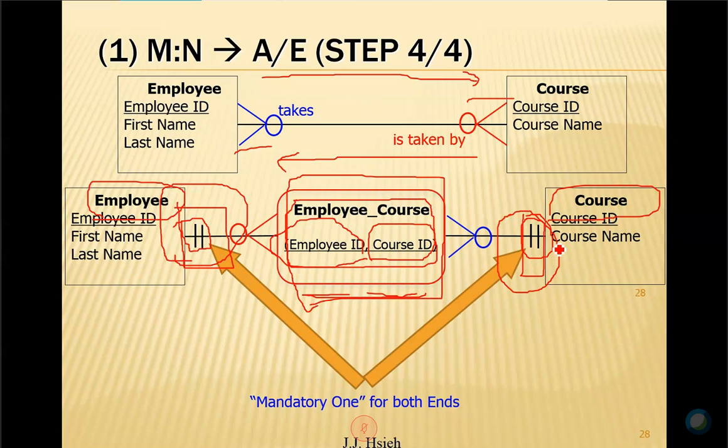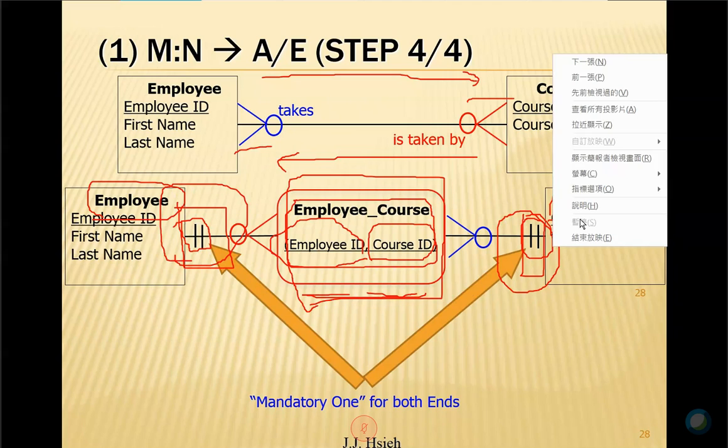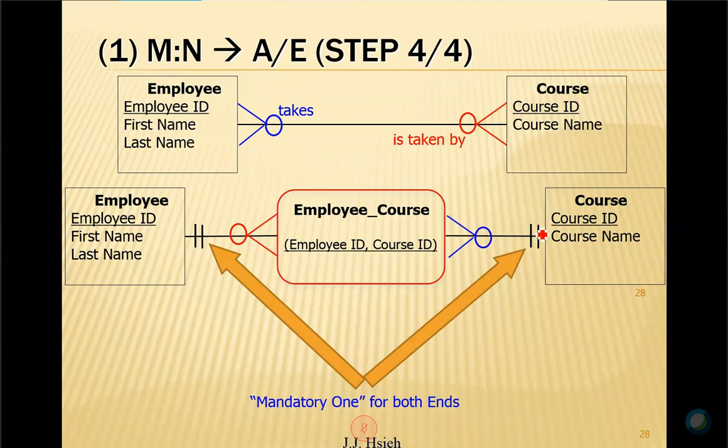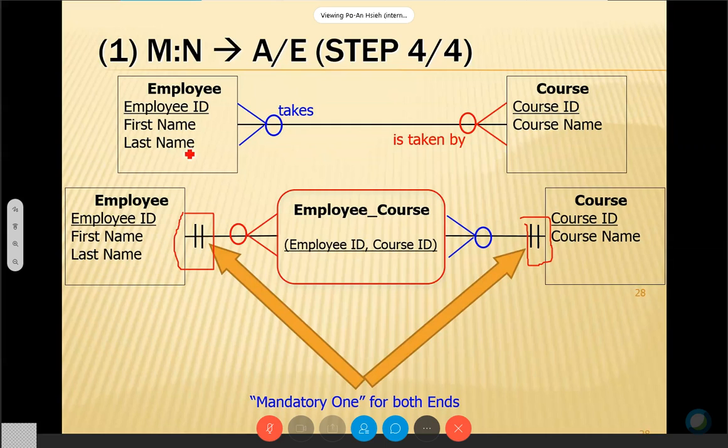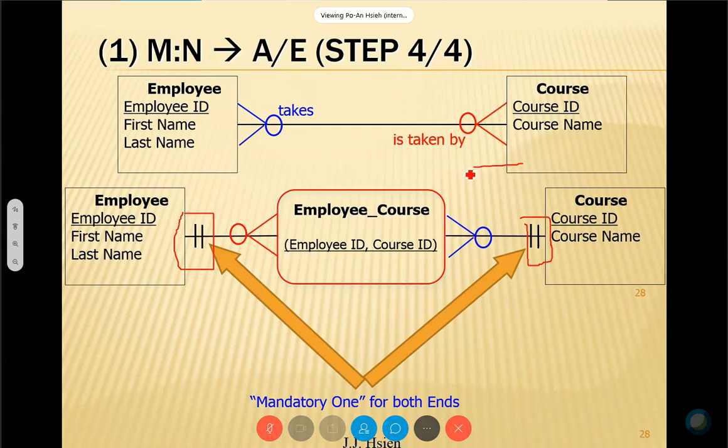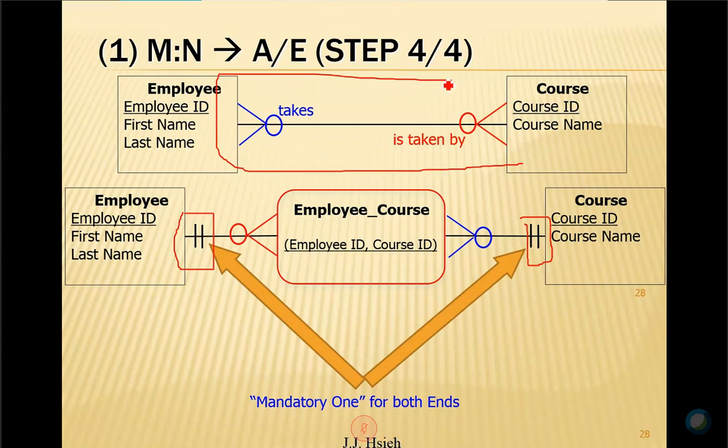This is why we have the cardinality as such on both sides. So this is the four-step magic you need to remember whenever you create a social entity that involves a many-to-many relationship. These are the four steps you need to have.